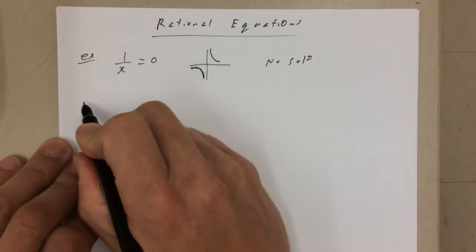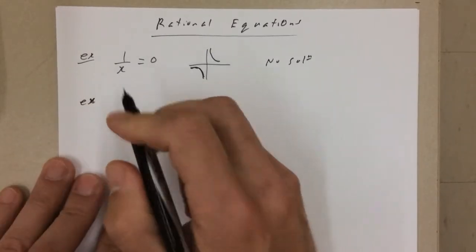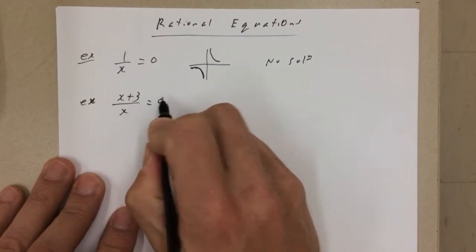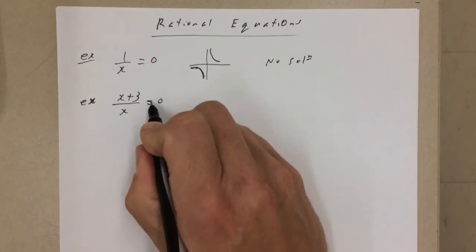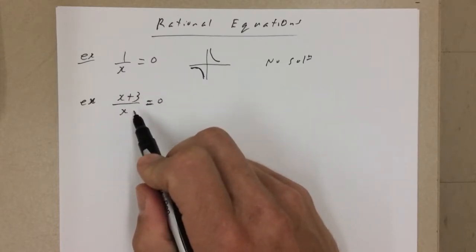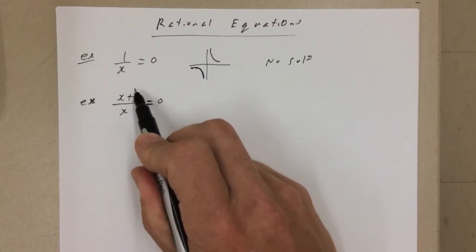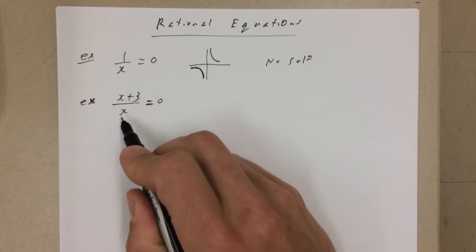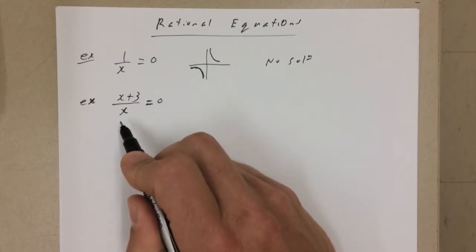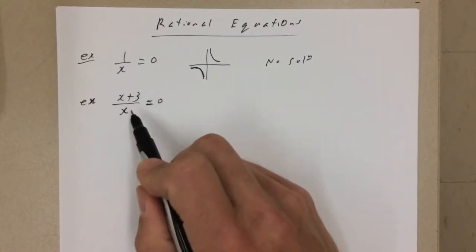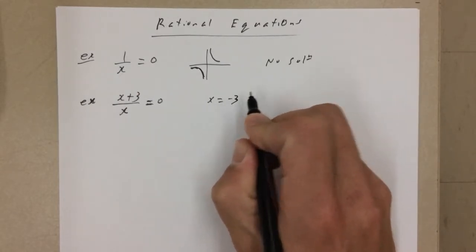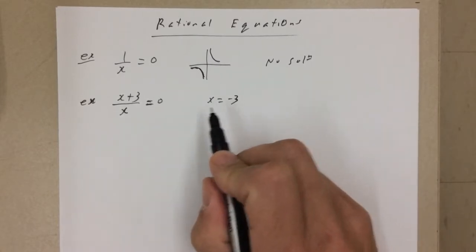We have something like x plus 3 over x equal to 0. In this case, the value of x that makes the left side 0 would be -3, the value that makes the top 0. The value that makes the bottom 0 is not a solution. It's a value that cannot be used for this expression. So in this case, x equals -3 is the solution.